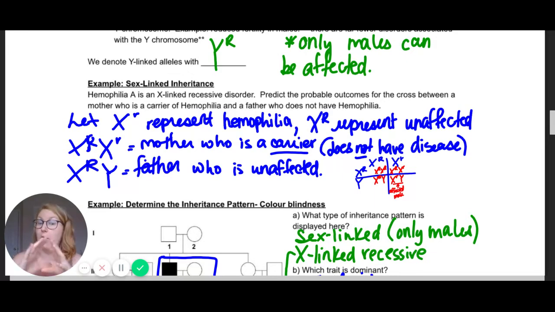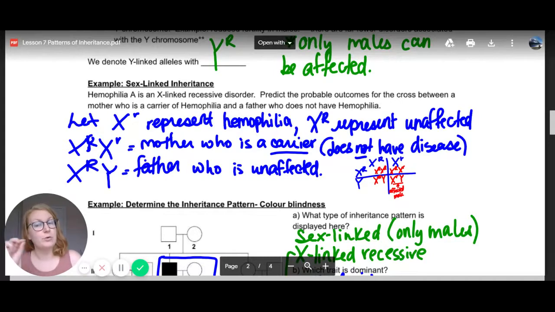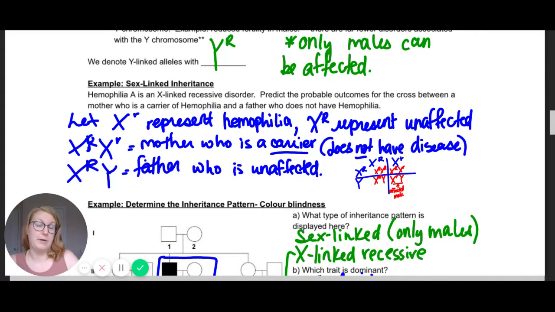And so we have a problem, just like we would have the Punnett square problems before. So hemophilia is an X-linked recessive disorder. That first statement, that first line, is extremely important. That allows us to write our let statement. So we're told it's X-linked recessive. So I've made my let statement: let X with the small r for recessive represent hemophilia. X with the capital R superscript will represent an unaffected individual, so that doesn't have hemophilia.